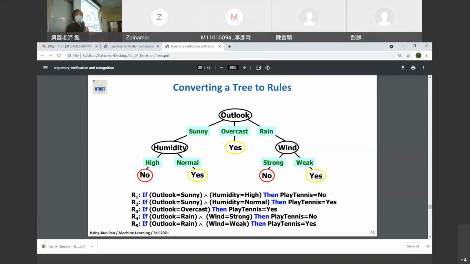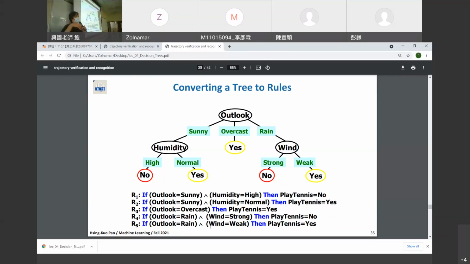Who knows? So maybe, for instance, if we focus on rule 3, we can take a term and say, if we remove this term, outlook equal to overcast, or maybe this one. How about rule 5, outlook equal to rain? If we remove this one, it means that if the wind is weak, then we say yes. So we don't care about the outlook. We can try this to see if the result will be better or worse.